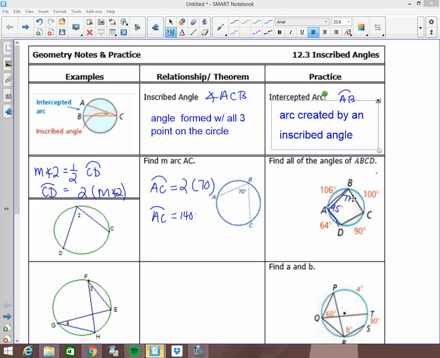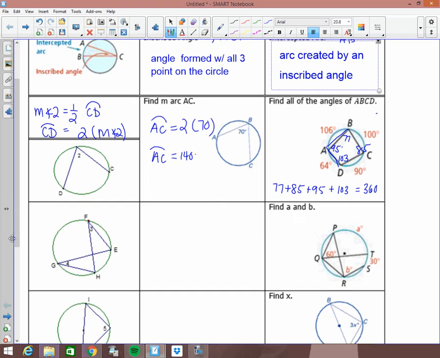And if we are talking about BCD, then that intercepted arc is 64 plus 106. So half of that gives me 85. And then if we talk about CDA, we're talking about 106 plus 100, and half of that is going to be 103. So if we add all those together, 77 plus 85 plus 95 plus 103, then we should get 360 because the sum of all the interior angles for a quadrilateral would be 360.